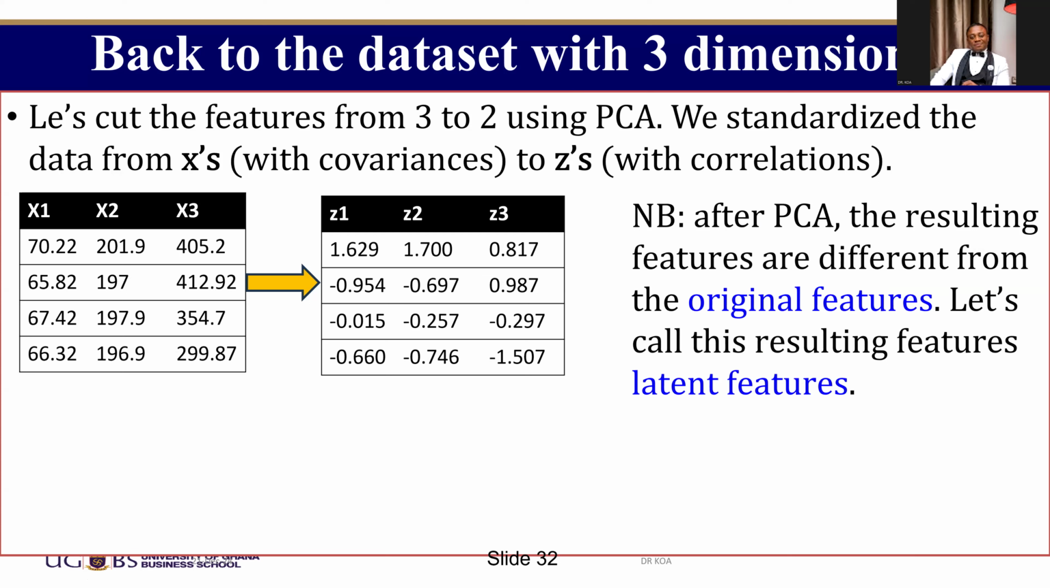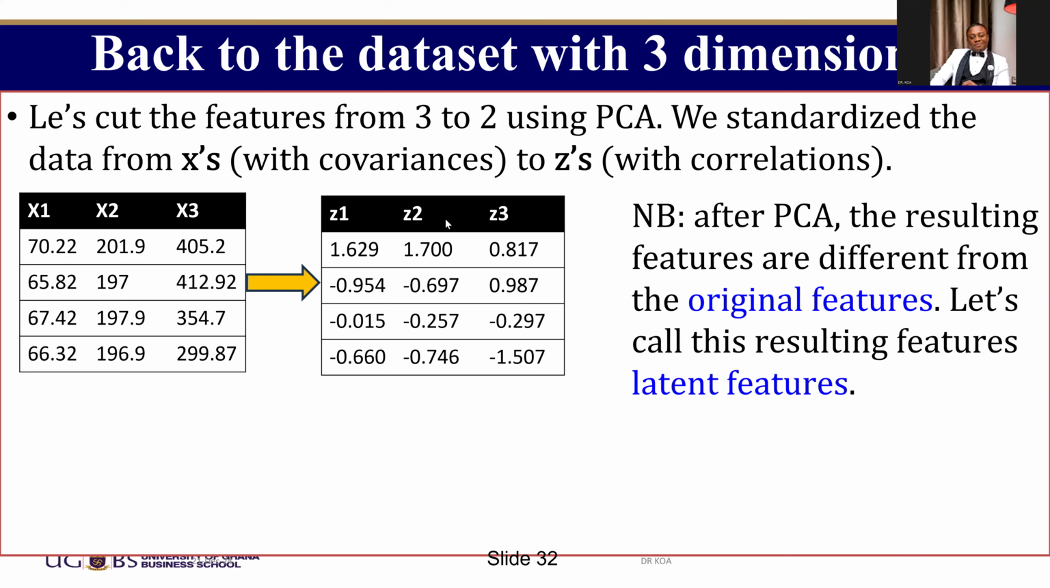All right. Now, what we are doing here is that we are going to generate the PCA. And after the PCA, what will come out will be different. You can see that it's even different from here. The standardization alone shows that the Z's are different from that. So the principal components you are going to get will be different from the original data set. And the result, we are going to call it latent features.